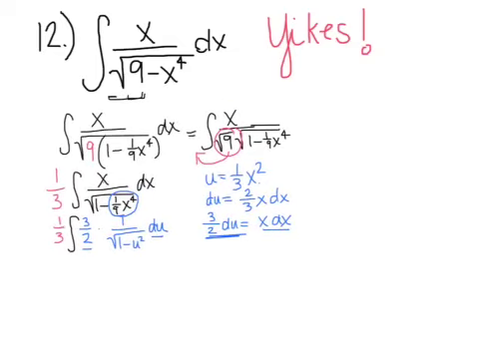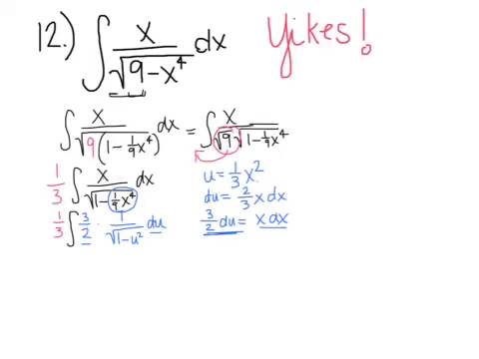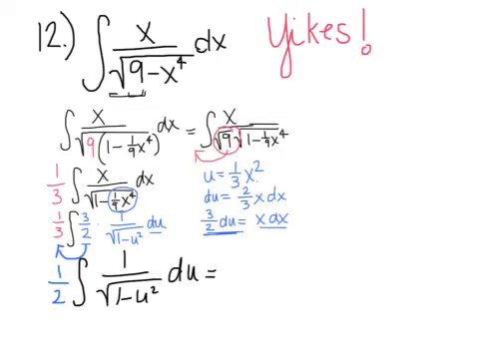So we've run out of a bit of room here. Let me pencil up a bit. So where do we go from there? Well, let's pull that 3/2 in front. That's going to give us, if we multiply those two fractions, 1/2 the integral of 1 over the square root of 1 minus u squared du.